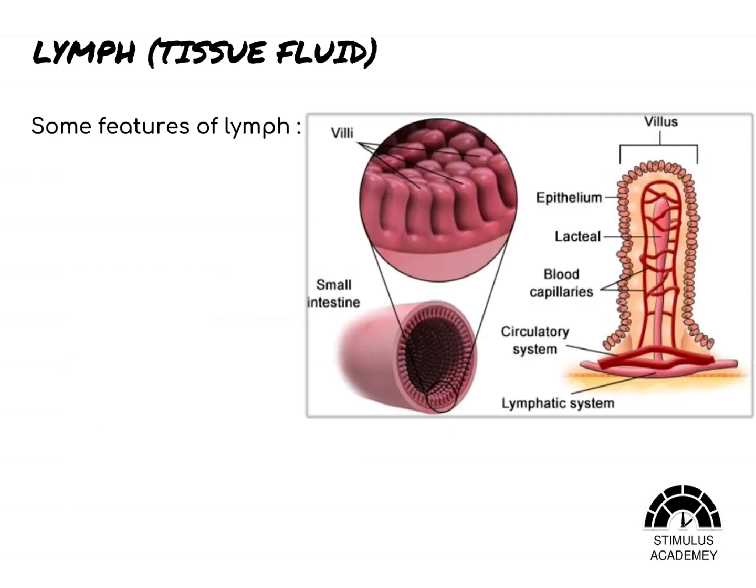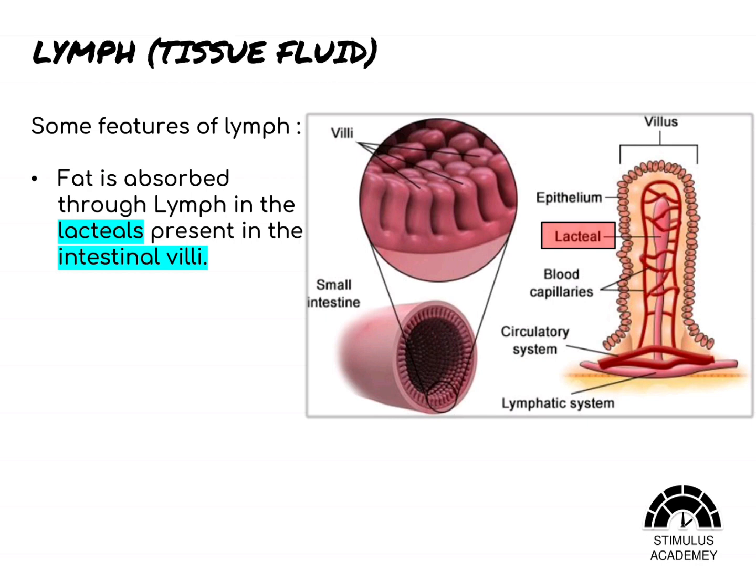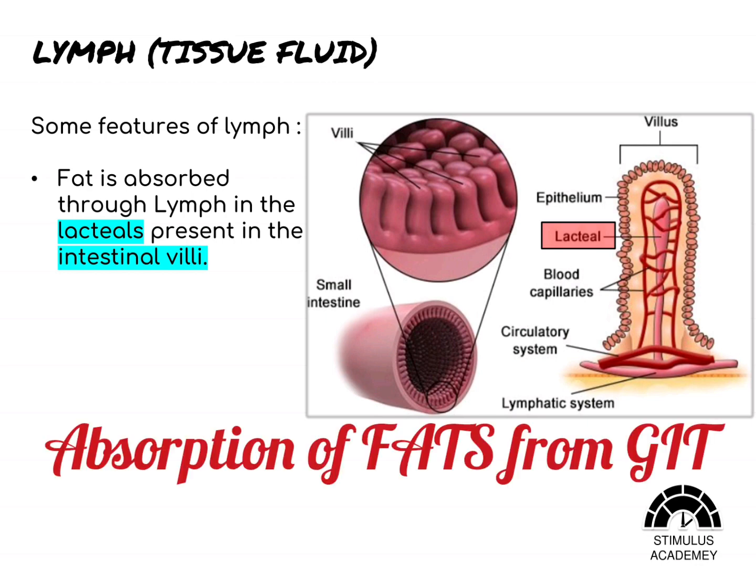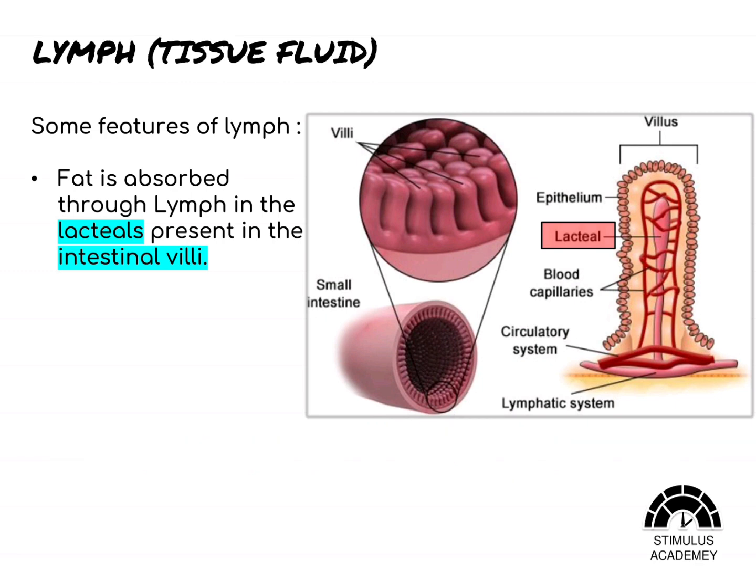When you study the chapter digestion and absorption, you will come across the absorption of fats from GIT. Fat is absorbed through lymph in the lacteals present in intestinal villi. This picture shows the presence of lacteals in the villi, and the fat absorption takes place from these lacteals, and lacteals are filled with lymph.